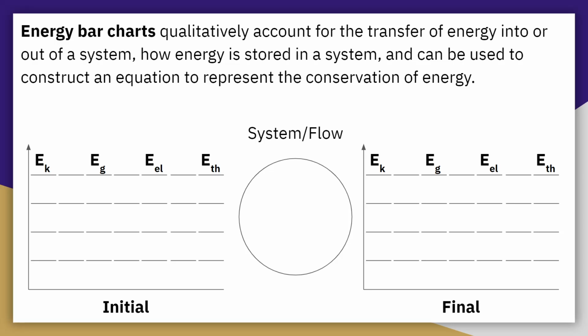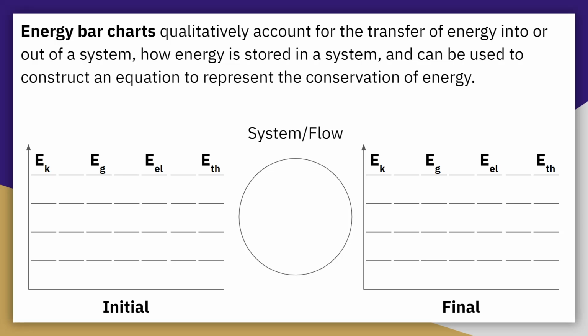One of the ways that we can do this is with our energy bar charts. Energy bar charts can be used qualitatively and eventually quantitatively to account for the transfer of energy into or out of a system, how energy is stored within a system, and those energy bar charts can also be used to construct an equation to represent that conservation of energy.